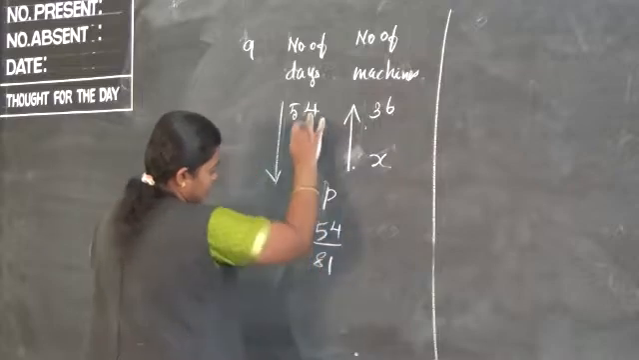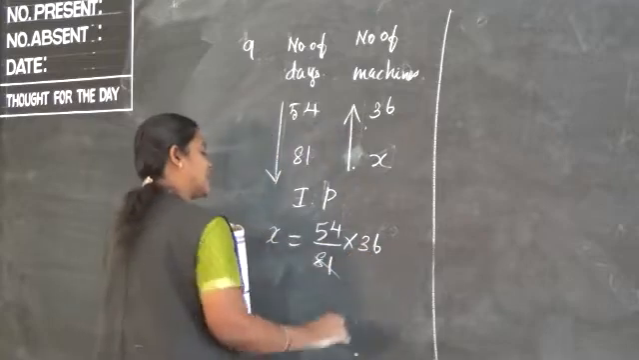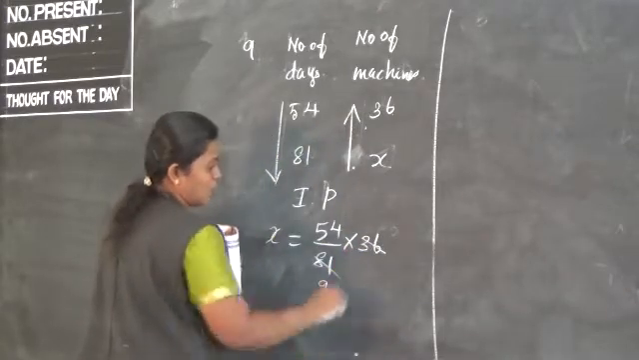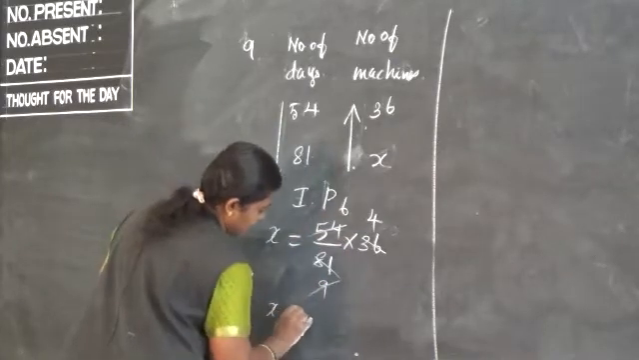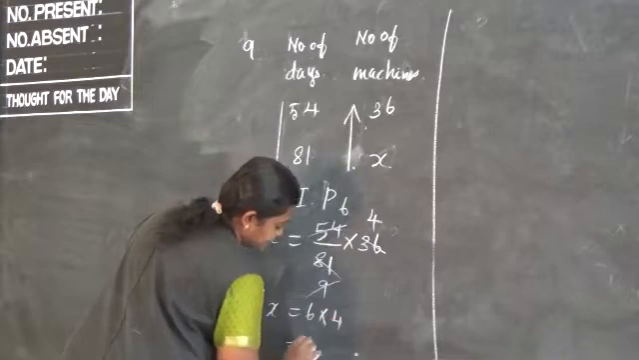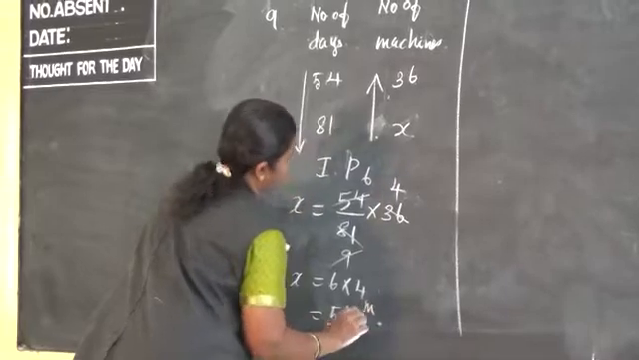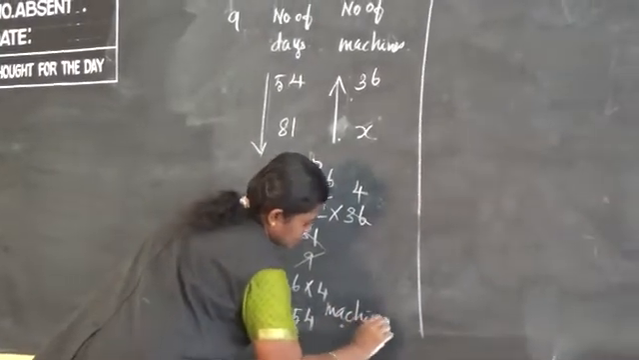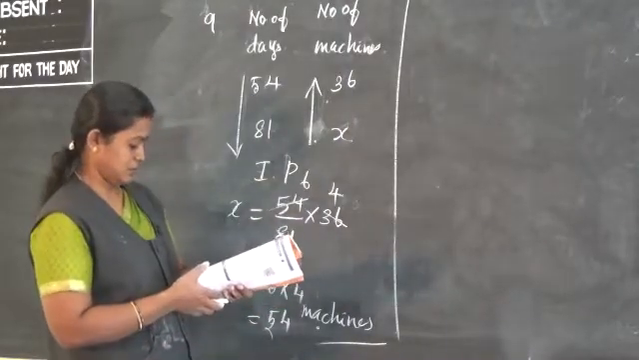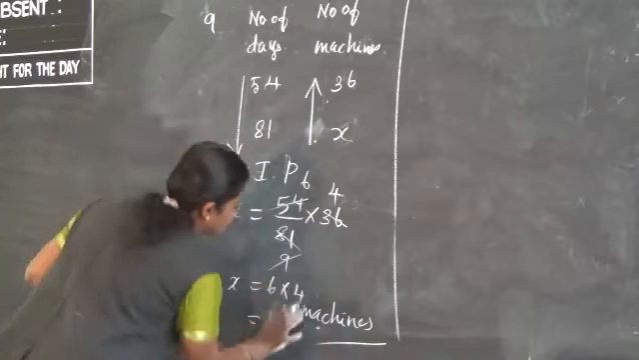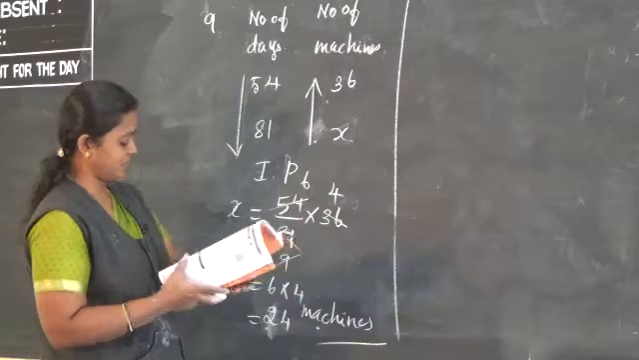Keep on, I am saying, you should write in the same order. So 54 by 81 into 36. It is the 9 table all the way. So 9 9s are 81, 4 9s are 36. Again go to the 9 table, 6 9s are 54. 6 into 4 equal to 24 machines. 6 fours are 24. So 24 machines we need.